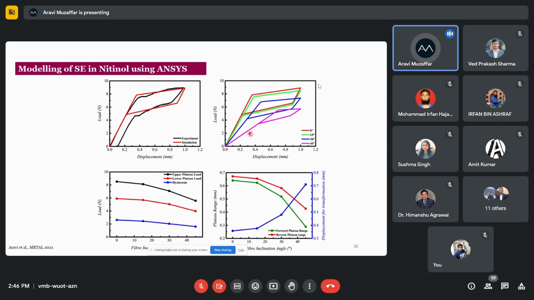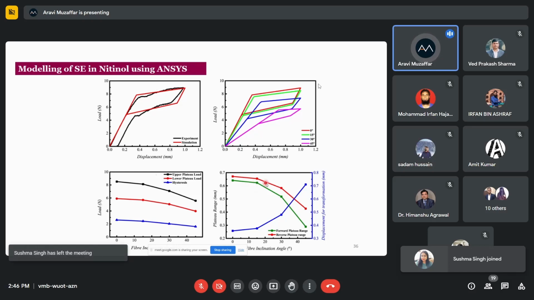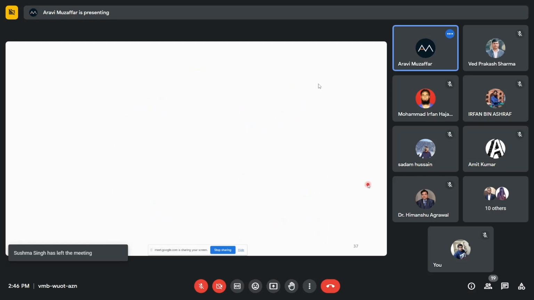So we saw the superelastic curves of these different material parameters, and we saw what is happening to the upper plateau load, lower plateau load, and hysteresis, and it conforms very well with the experimental tests. The upper plateau stress as well as the lower plateau stress decreases, the hysteresis decreases, and the forward plateau range as well as the reverse plateau range decreases, while the displacement for total transformation increases. So again, this was for a single fiber.